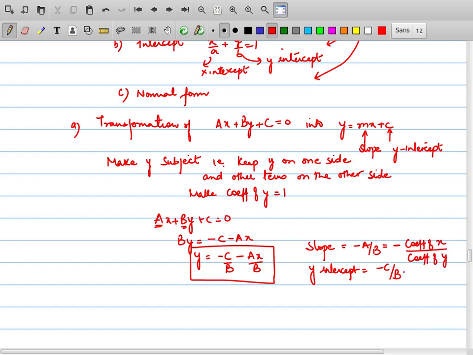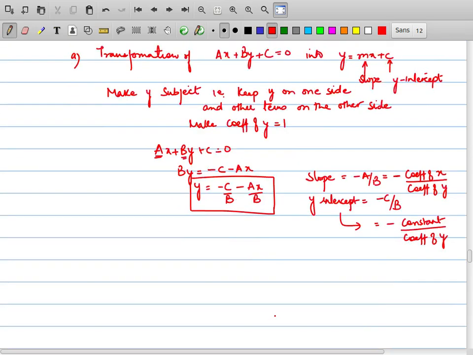Similarly, if we want to find the y-intercept, what is c? C was the constant part of your line, and b was the coefficient of y. Therefore we can simply write minus constant upon coefficient of y. This will give you the y-intercept of your line.